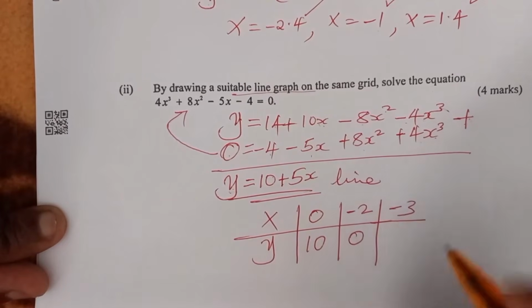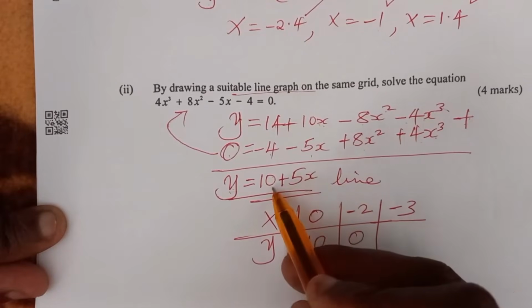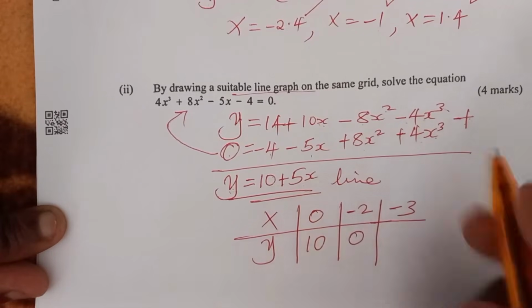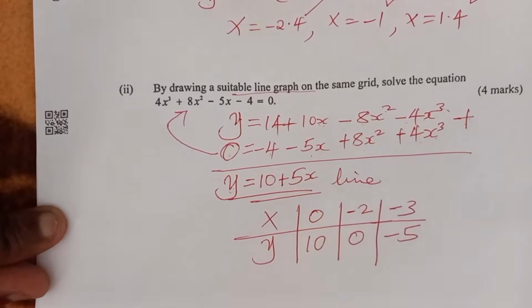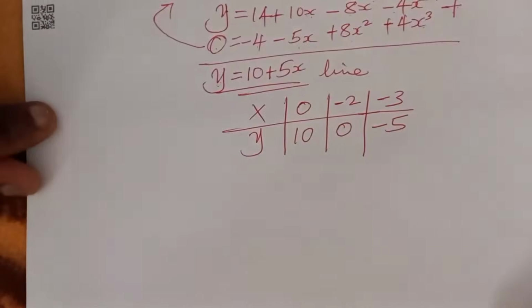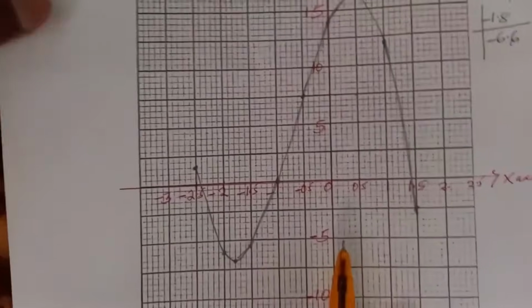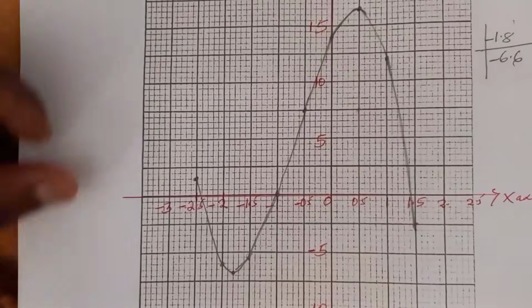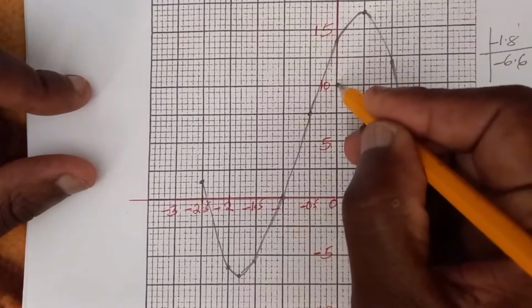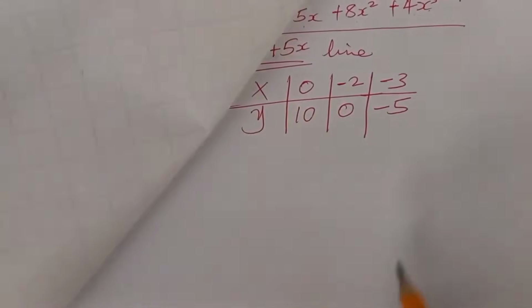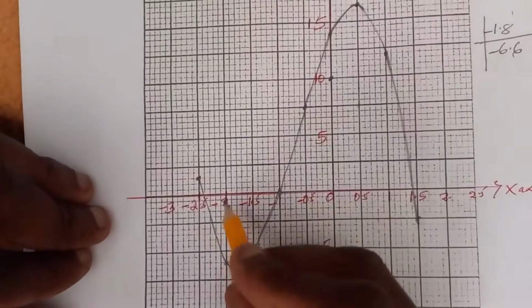Then look for another one. When x is negative 3, this will be 10 minus 15, to be negative 5. So now using these, you can draw that straight line, get the solution. So let me draw the straight line. We have 0, 10. So 0, 10 is that point there. Then the other one is negative 2, 0. Negative 2, 0 is here.